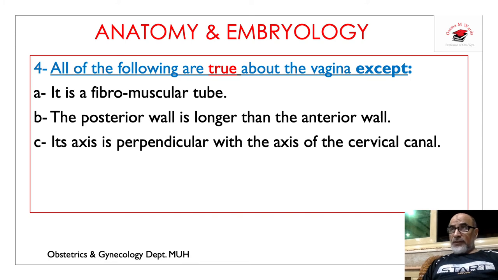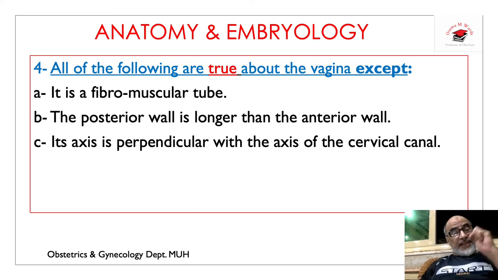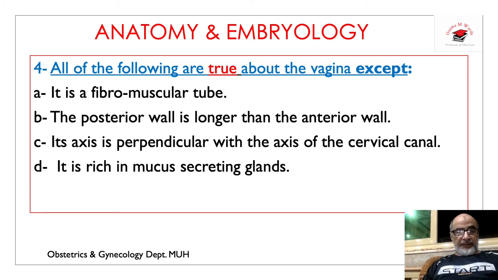This is what's called version. Anteversion. The normal uterus is usually anteverted. This means the axis of the cervix is perpendicular to the vaginal axis. So this is correct. The other is flexion: the axis of the uterus over the axis of the cervical canal.